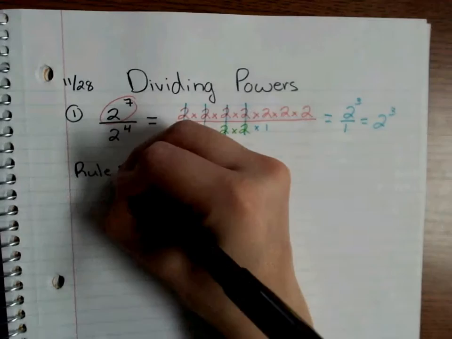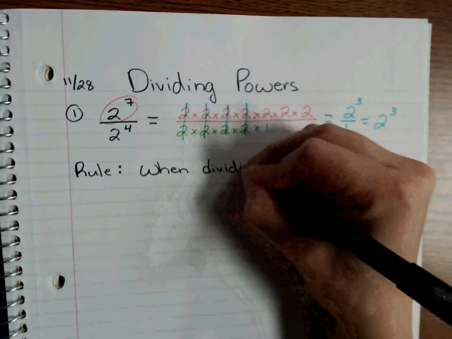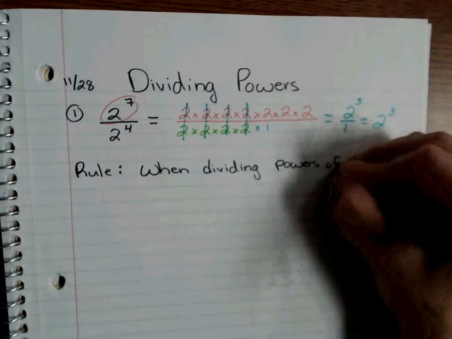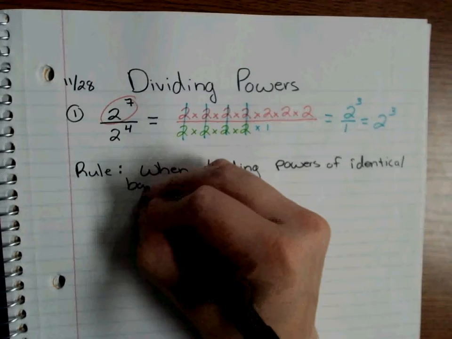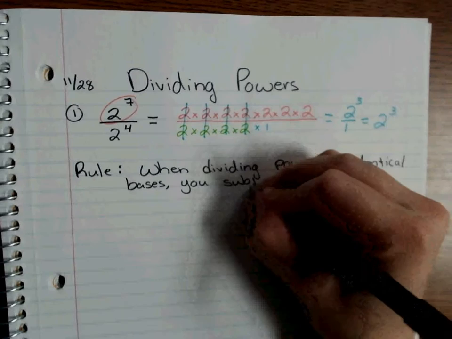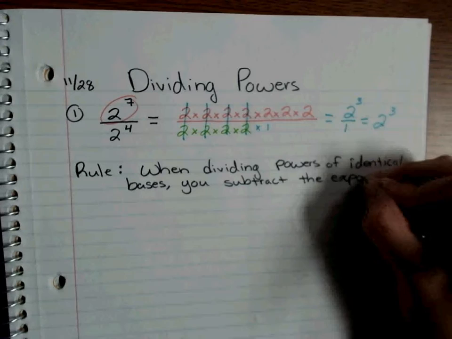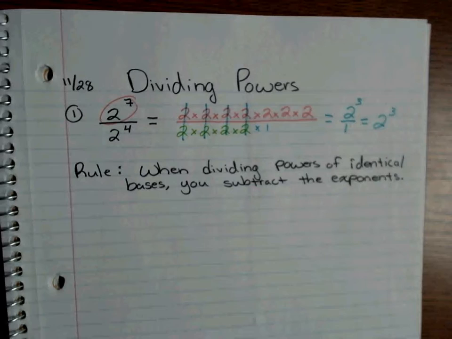So for our rule, when dividing powers of identical bases, you subtract the exponents. When you're dividing powers that have identical bases, all you have to do is subtract the exponents. So for multiplying by identical bases, you added the exponents. When dividing by identical bases, you subtract the exponents.